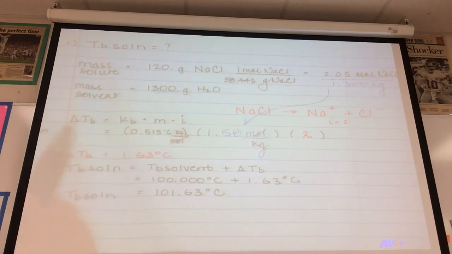So again, two formulas. Here's the first. Don't forget to calculate the molality. If you just use moles, you're not going to get your units to cancel and your temperature's going to be off. Here's your delta TB. The boiling point of the solution gets elevated, so we're going to increase the boiling point of the solvent by the delta TB by adding the two together. The solution boils at 101.63 degrees Celsius.